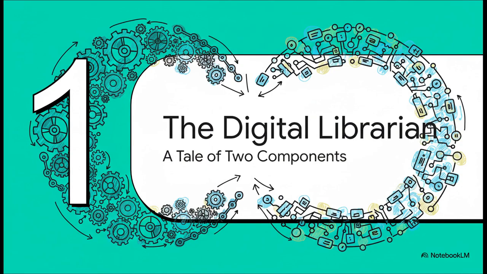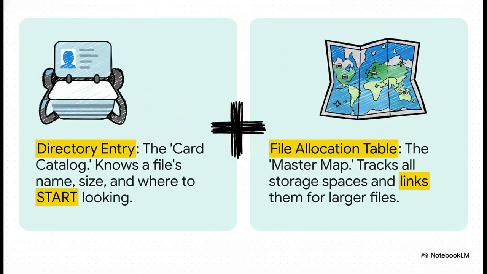Okay, first things first. Our digital librarian isn't a solo act. No way. To stop everything from just turning into total chaos, it relies on two crucial, perfectly coordinated parts. And here they are, our two heroes of file storage. On one hand, you've got the directory entry. Think of this as the library's card catalog. It holds all the basic info for every single file. And on the other hand, you've got the file allocation table, the FAT itself. This is the big one. It's the master map of the entire library showing exactly where every little piece of data lives.